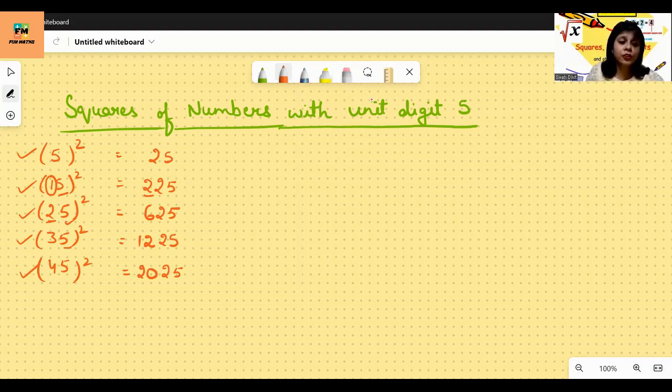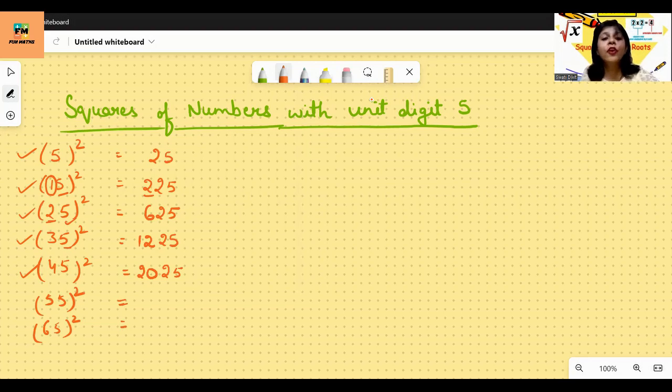Now what you are going to do, please find the square of the other numbers, which are 55, 65, 75, and don't forget to share your experiences and ideas under the comment section.